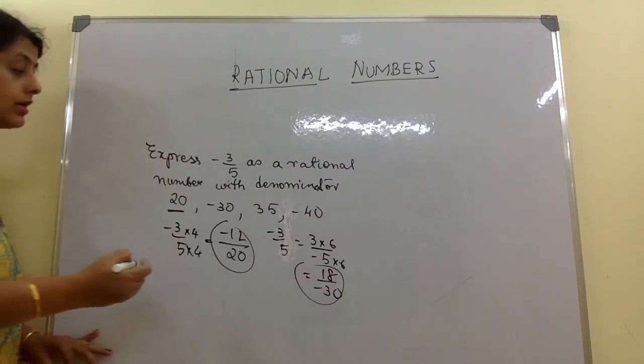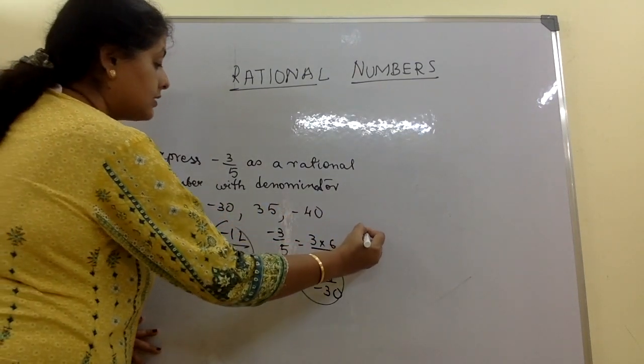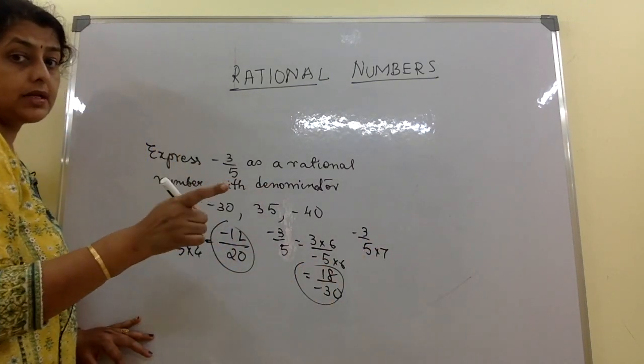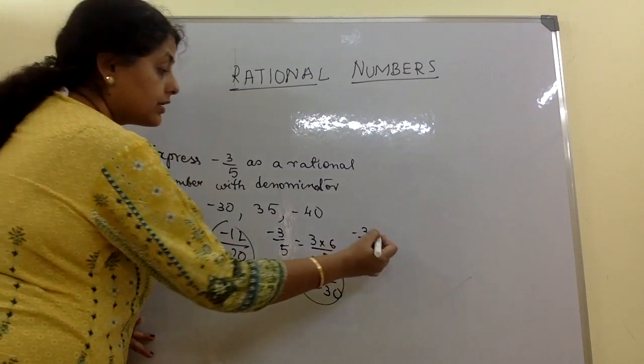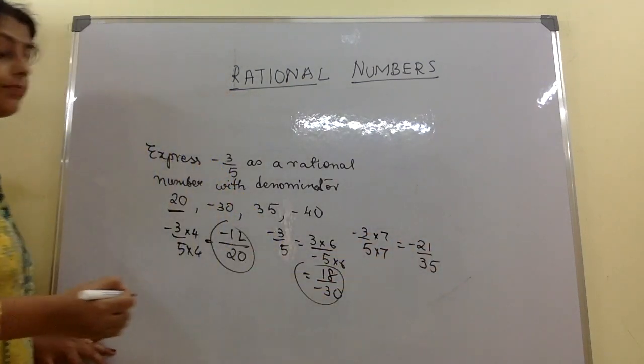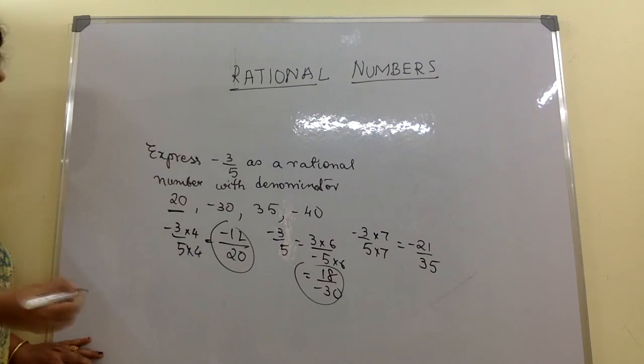Let me go for the next one. This is -3/5 into 7, because I don't have a minus in the denominator. So into 7, which is -21/35. Okay. So -21/35.